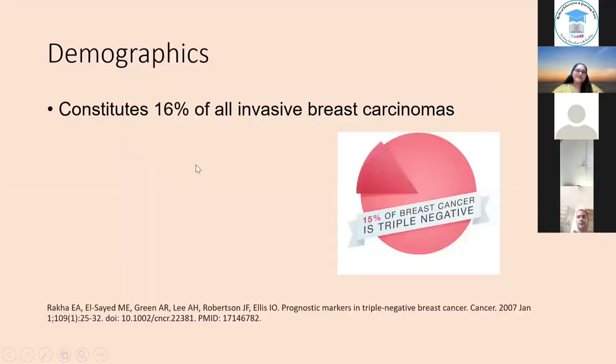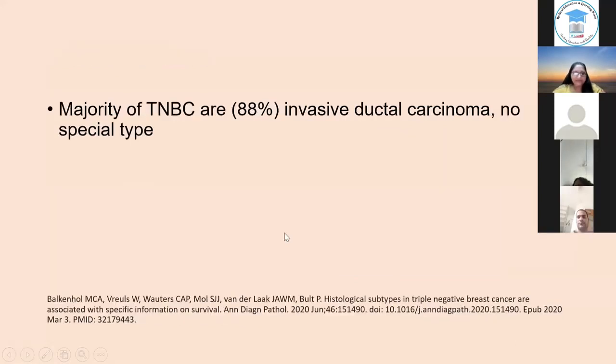So coming to the first aspect of TNBC, which is demographics. TNBC constitutes 16% of all invasive breast cancers. For example, if you have taken a cohort of 100 cases, around 16% are TNBC, but this percentage varies according to the research. This 16% is according to the research by Rakha et al. in 2007, but after that many studies have been done. In fact, we have also done a study, and I will be sharing the percentage with you. Some people say it is 15, but there is a range of 15 to 25 or 26%.